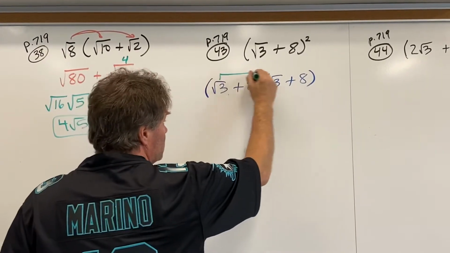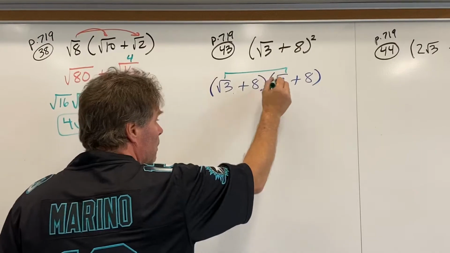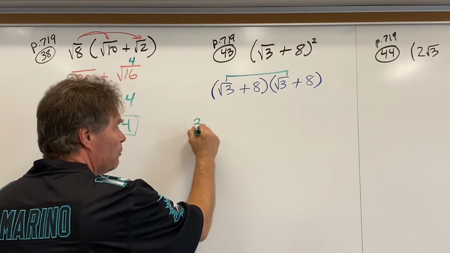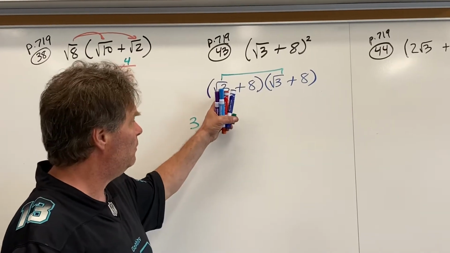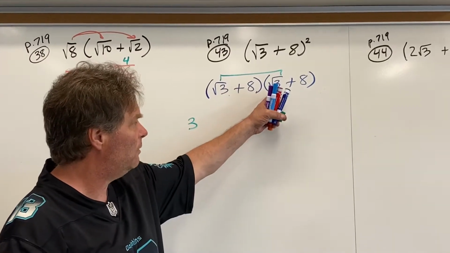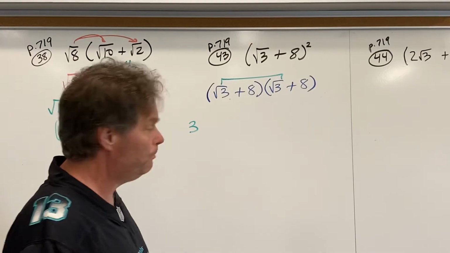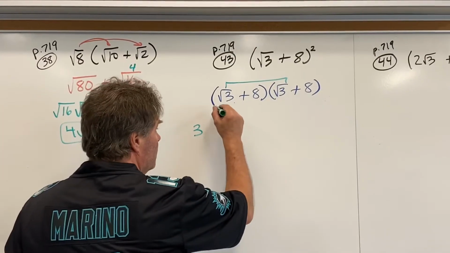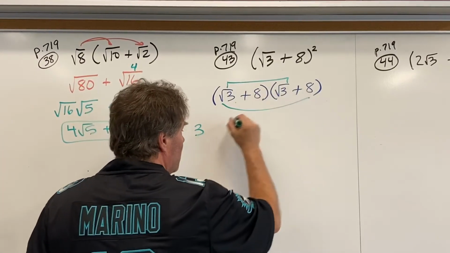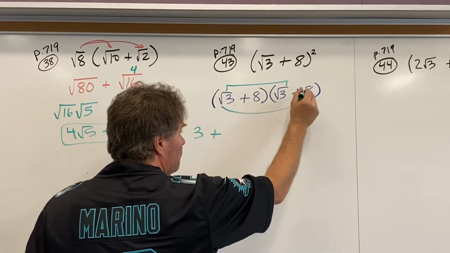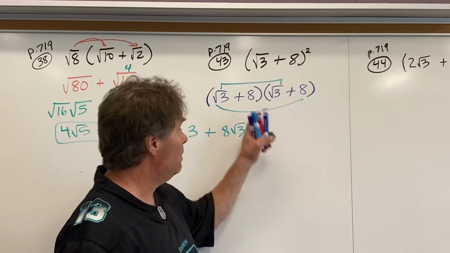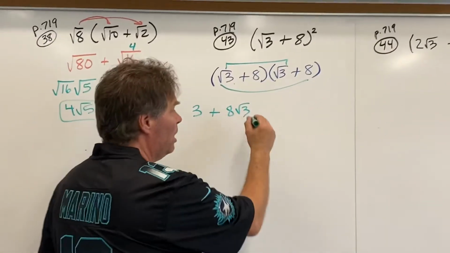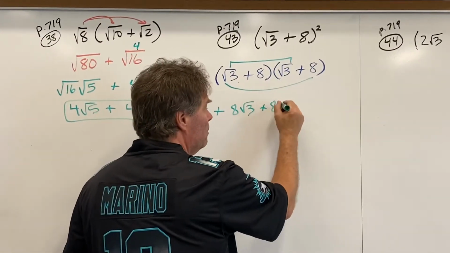Going first times first, square root 3 times square root 3 is 3. We've been talking about that, right? Square root 9, or the number that times itself gives 3, times the number that times itself gives 3, gives you 3. Okay. And then on the outside, positive times positive is positive. Square root 3 times 8 is 8 root 3. Okay. Inside's the same thing. Look, positive times positive is positive. 8 times root 3 is 8 root 3.